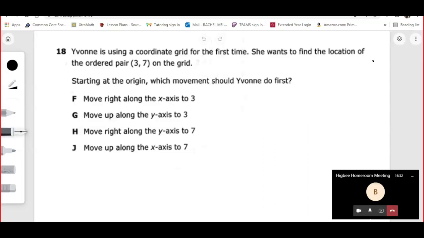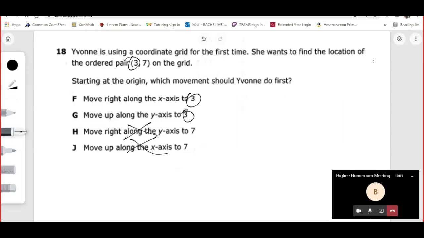Excellent. Okay, so they've already said right there, starting at the origin. So that's the first thing. Okay, so what did we say? Which one of those answer choices did we say next? Did we talk about 3 or 7 next? 3. So that means that H and J are automatically out, because we talked about 3 first.